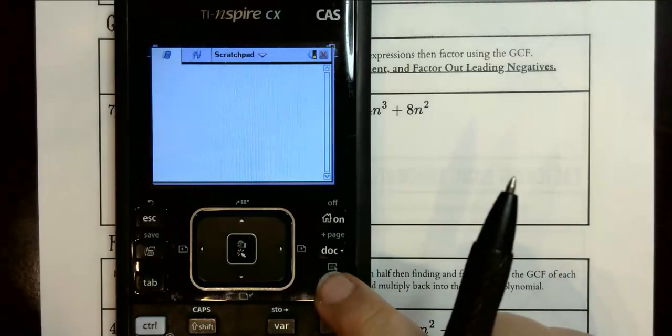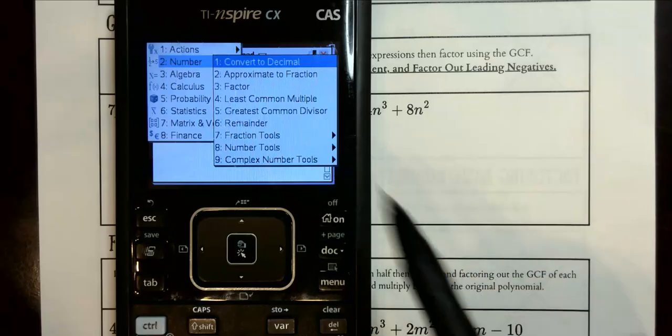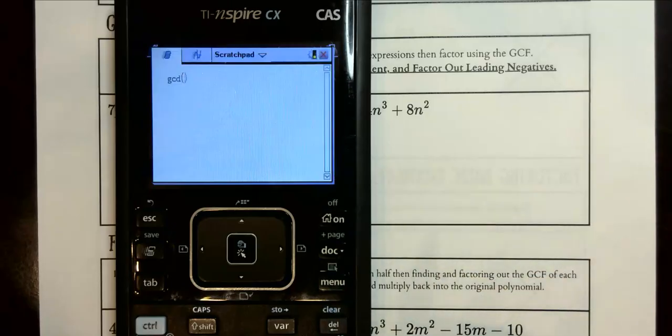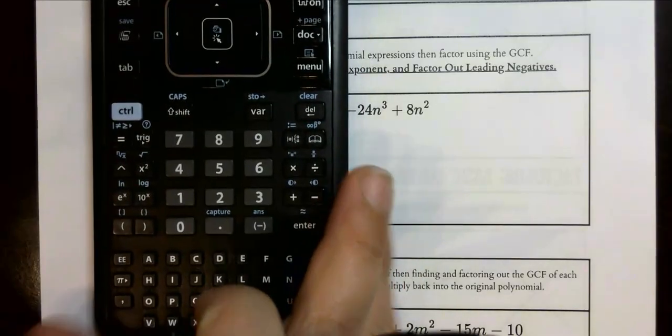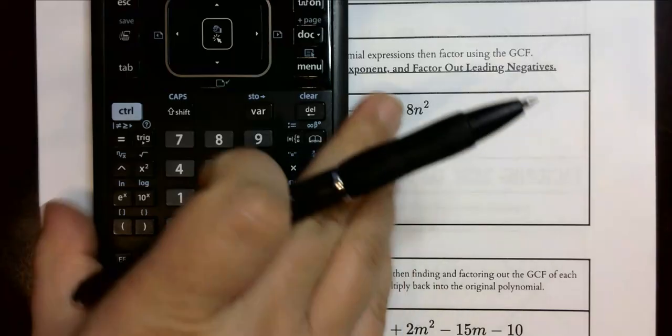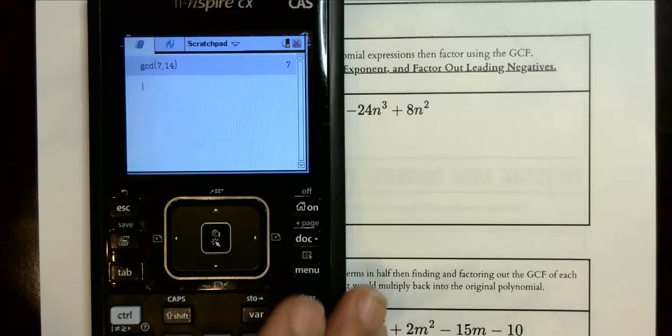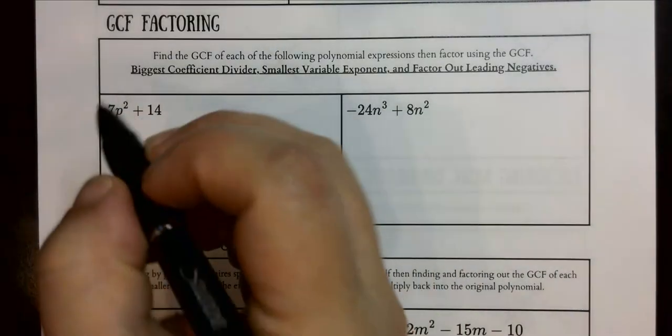And so what you're going to do is start off with menu, number 2, and then notice that we're going to go to 5 to find the greatest common divisor. Okay, your GCD only does 2 numbers at a time, and you do have to separate them with a comma. So if you don't know where your comma is, it is right here underneath the pi symbol and next to the O. So our 2 numbers are 7 and 14, so I'm going to do 7, 14. Okay, I'm going to close it, hit enter, and it tells us that the biggest number that divides into 7 and 14 is 7. So that is going to be our greatest common divisor.